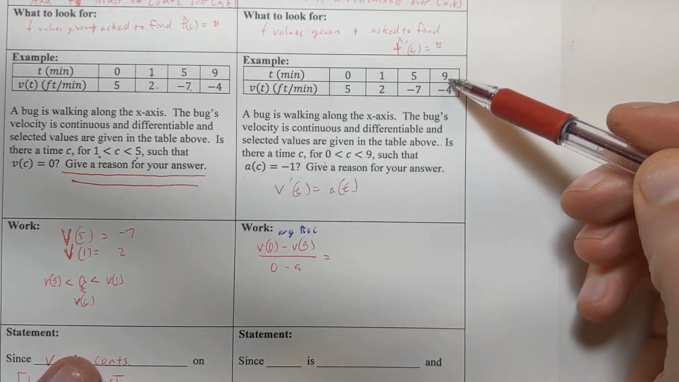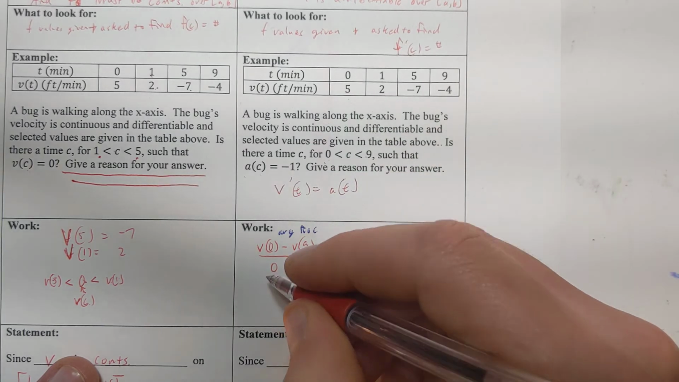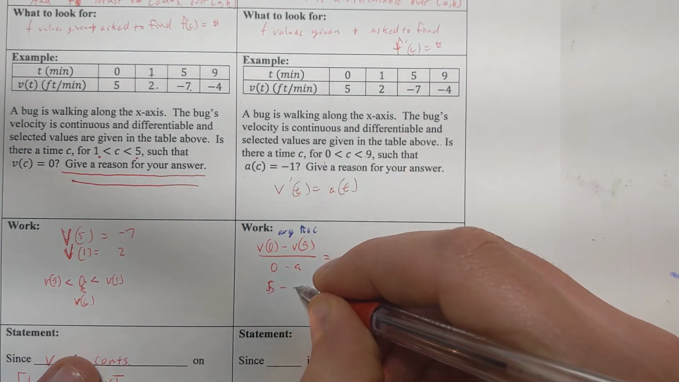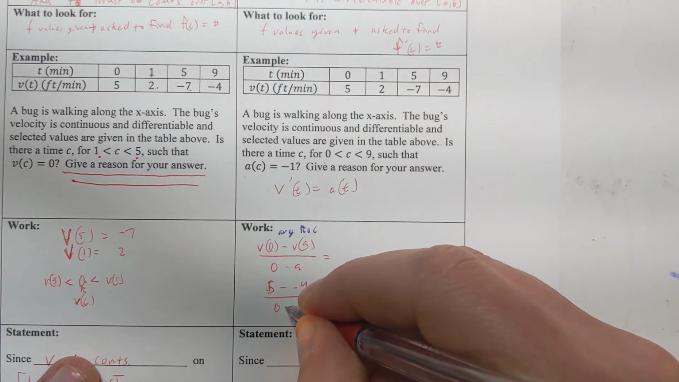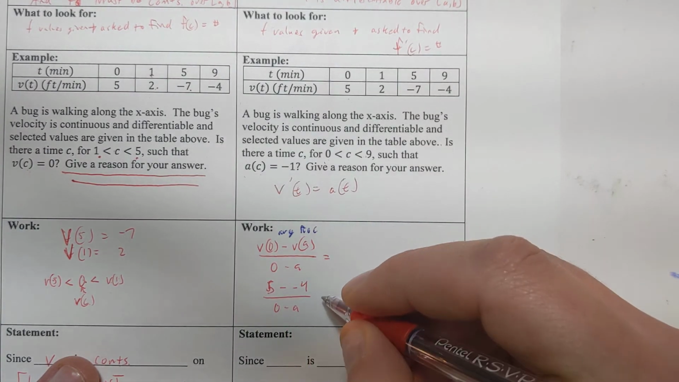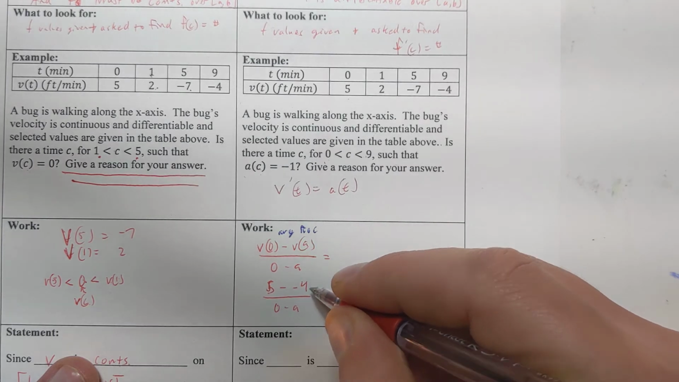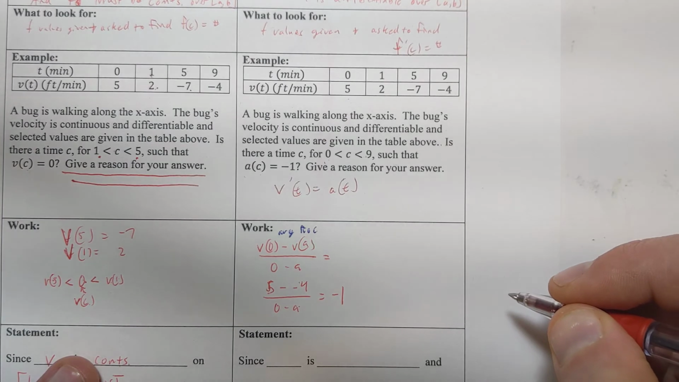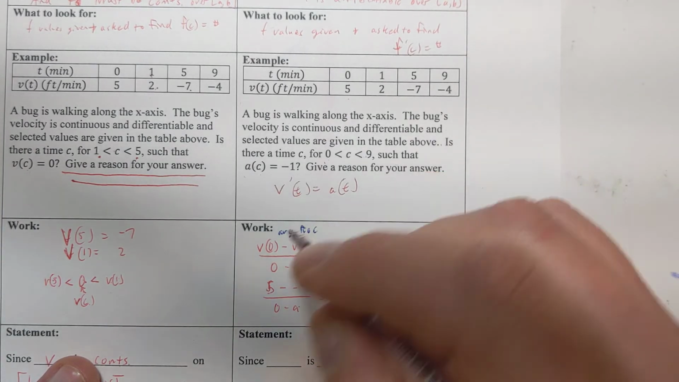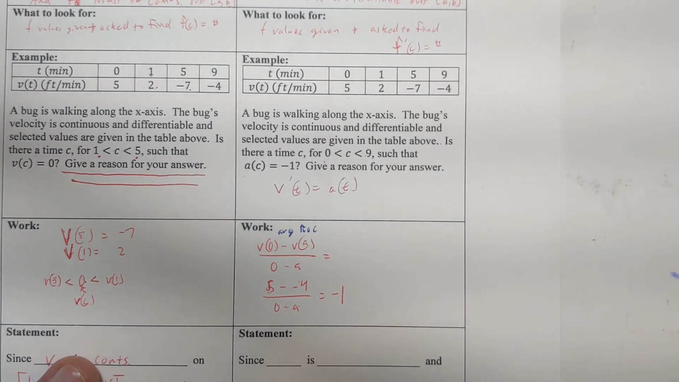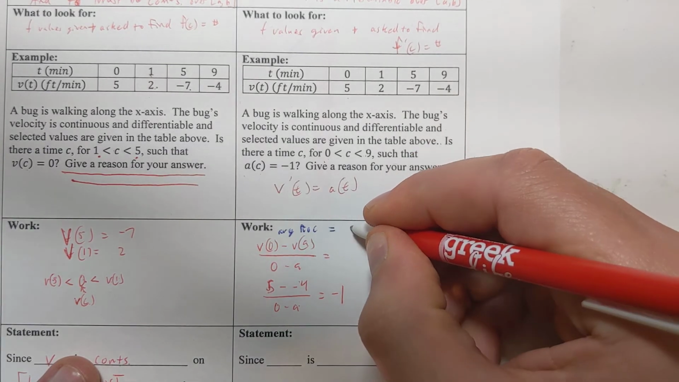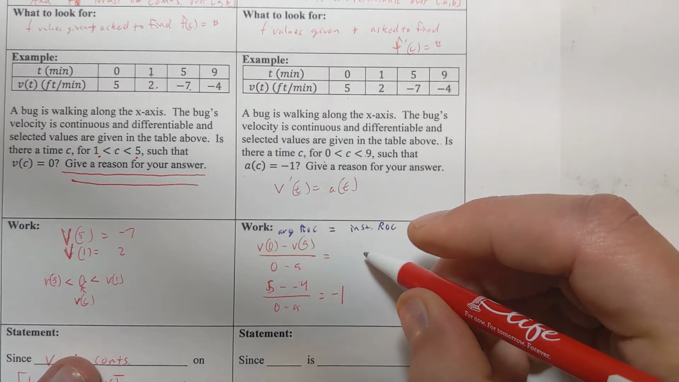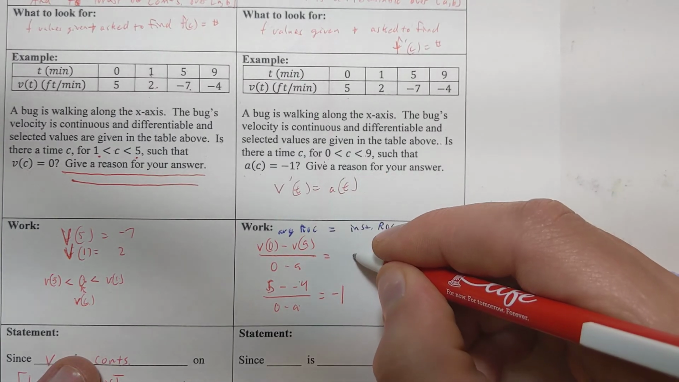Now, v of 0 is 5. V of 9 is negative 4. If I work this out, I'm going to get 9 over negative 9. And that's going to give me negative 1. We know the average rate of change has to be equal to the instant rate of change at some point. The instant rate of change, in this case, is the acceleration.